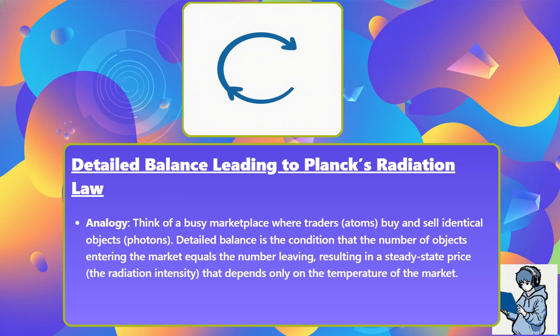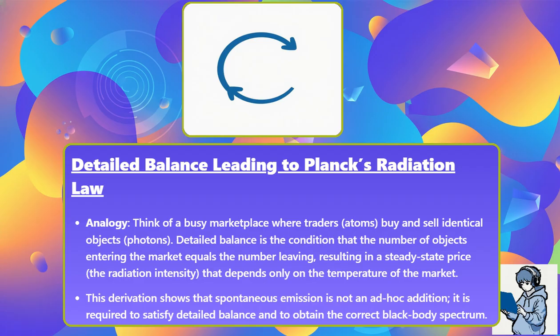Analogy: think of a busy marketplace where traders (atoms) buy and sell identical objects (photons). Detailed balance is the condition that the number of objects entering the market equals the number leaving, resulting in a steady state price, the radiation intensity, that depends only on the temperature of the market. This derivation shows that spontaneous emission is not an ad hoc addition. It is required to satisfy detailed balance and to obtain the correct blackbody spectrum.